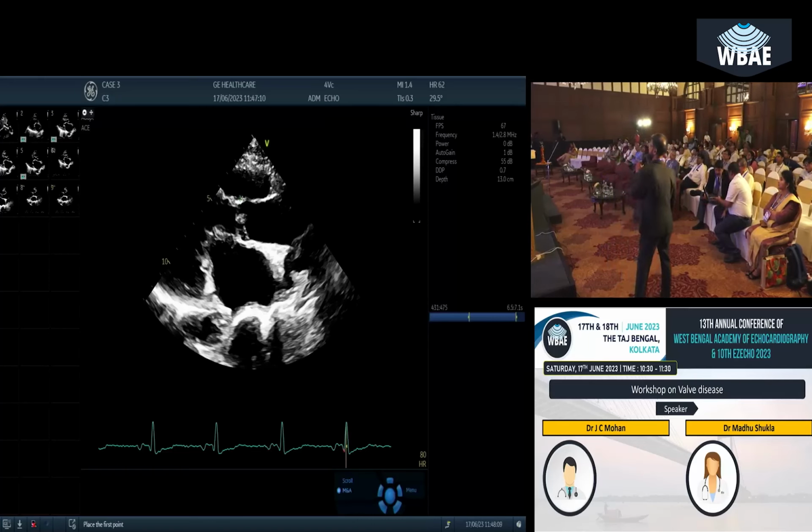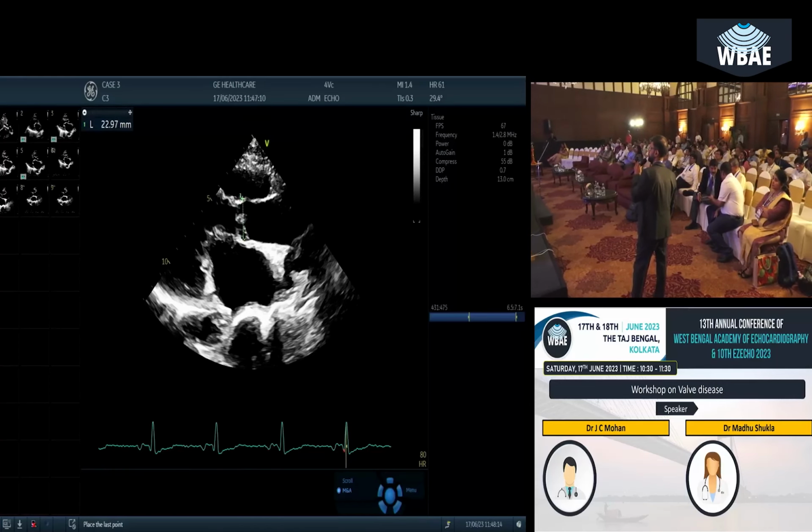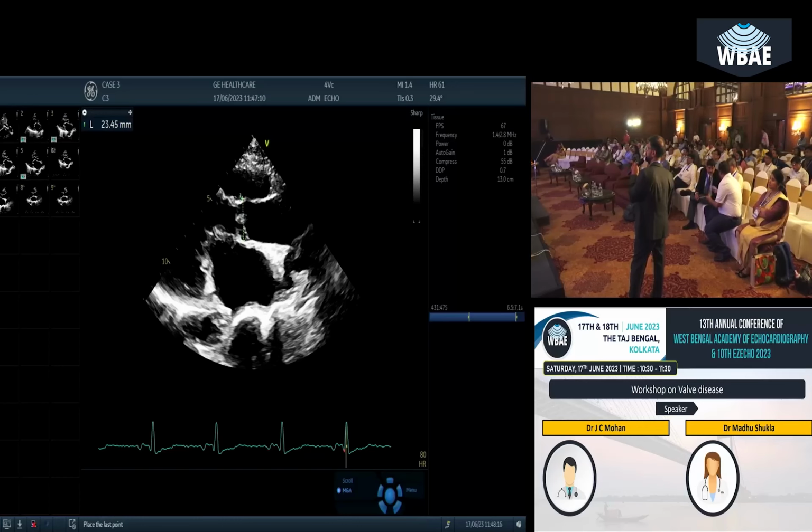The sinuses. Then the sinotubular junction. I'll give you that. Sinotubular junction.